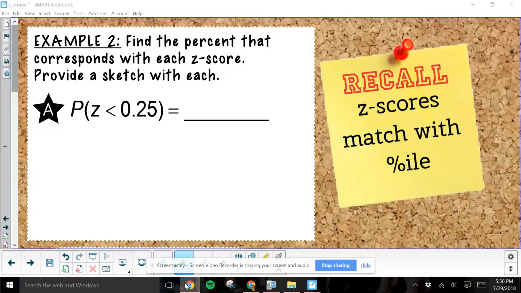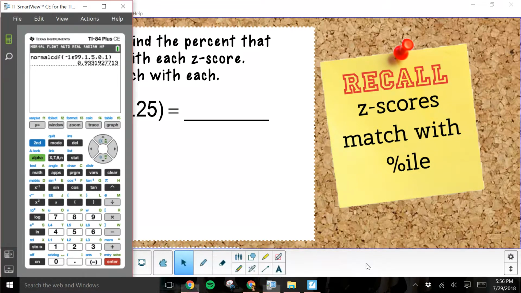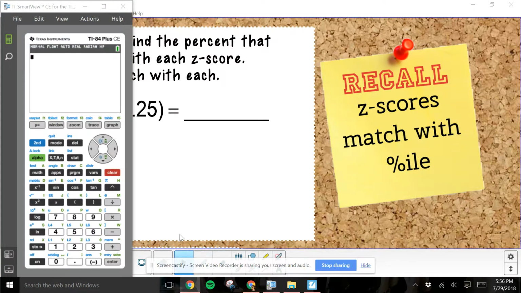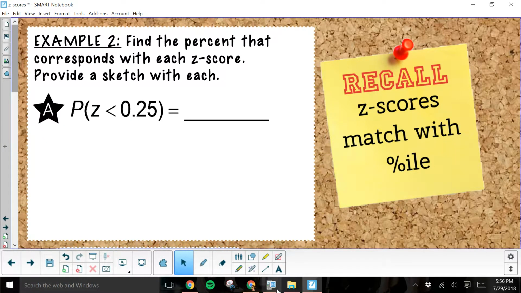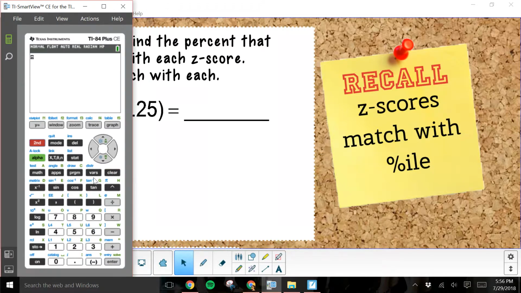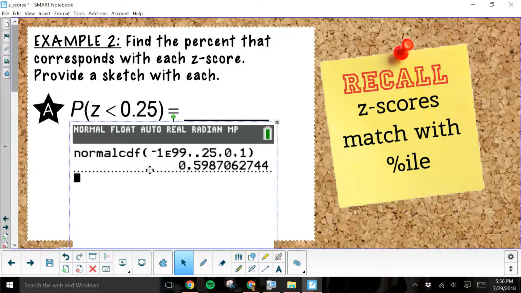Hi, welcome back. So I wanted to be sure I got a chance to show you. Notice this one says below a quarter. So again, second, then vars, normal CDF, all the way up to 0.25. Again, this is very helpful because that empirical rule, the 68, 95, 99.7, doesn't help us when we have funky Z-scores. So I have to be able to do something like this. Ta-da! There you go. Much easier.